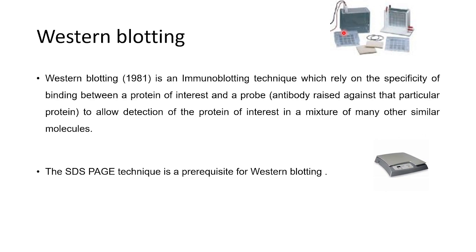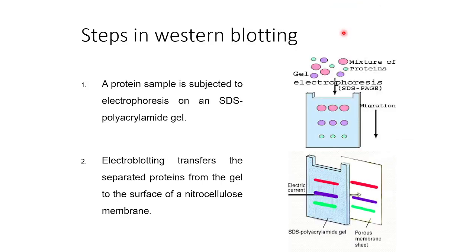So like we used agarose gel electrophoresis for separation of DNA and RNA, over here we use an SDS-PAGE technique for Western blotting for the separation of molecules. So what we do, a protein sample is subjected to electrophoresis on an SDS-PAGE, and electroblotting transfers the separated proteins from the gel to a nitrocellulose membrane. Again, polyvinylidene difluoride membranes can be used.